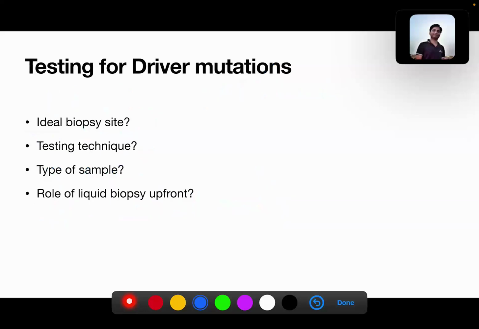Now, what is the ideal biopsy site in a metastatic non-small cell lung cancer? So the ideal biopsy site is the most accessible site. In a treatment naive patient, there is not much discordance between the primary site and the metastatic site. Unlike a treated patient, in a treatment naive patient you will get equal sensitivity for detection of the driver mutation from the primary site or from the metastatic site. So you always go for the most accessible site.